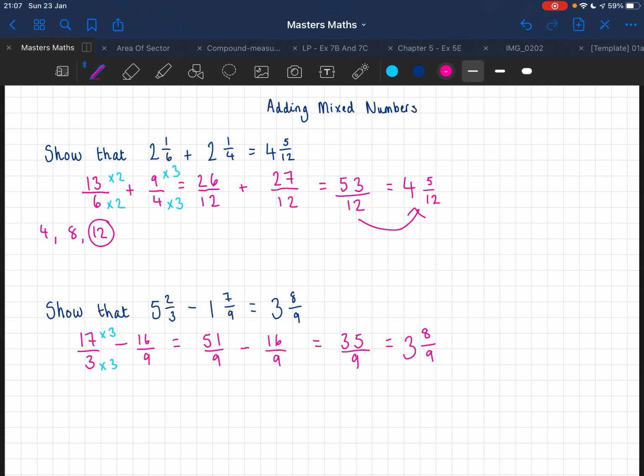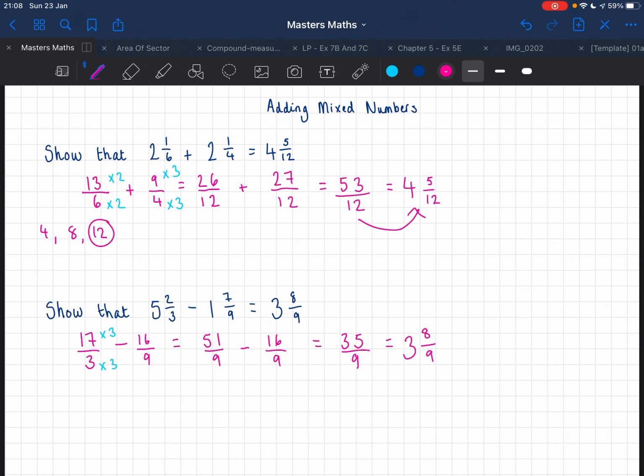And again, I have shown that I get 3 and 8 over 9 as my answer by showing all of the working out, by showing changing the improper fraction to a mixed number, making the denominator the same, and then subtracting them. I've got the same answer that they gave us in the question. It's a good way to know that you've got the right answer as well.